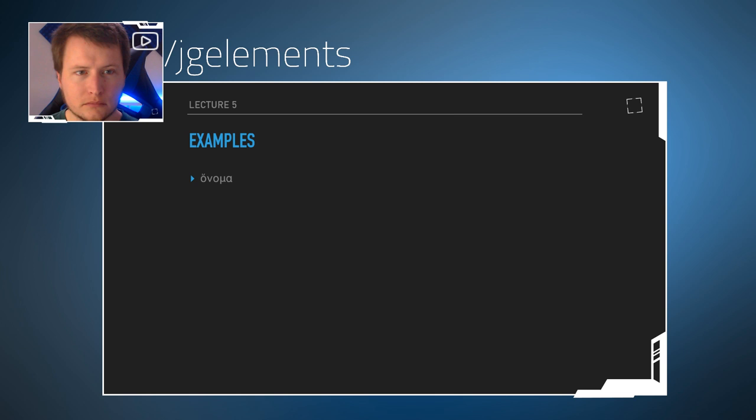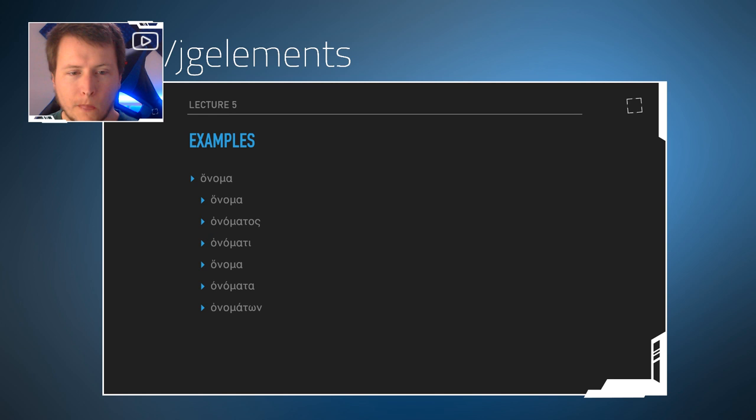So here's onoma, name. So, nominative singular, the tav drops off at the end of the noun. But here we see it in the genitive singular, onomat. Here's the stem, followed by os, genitive singular. Onomati, dative singular. Here's the stem, followed by the iota. Now, because it's neuter, the nominative and the accusative match. And then here's onomata. This should be a smooth breather. This is the nominative plural. Okay? Onomaton, genitive plural.